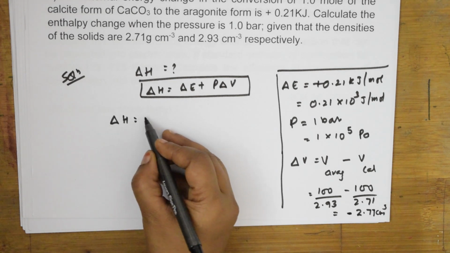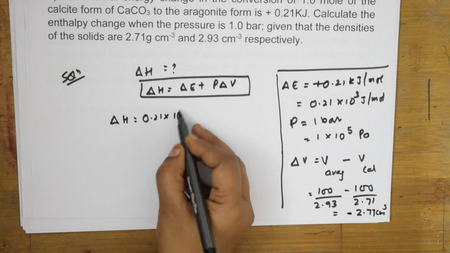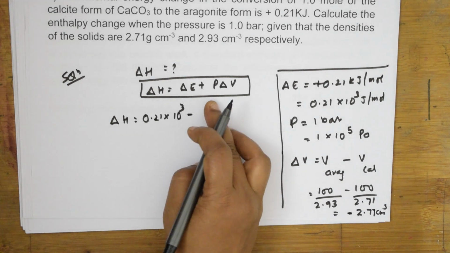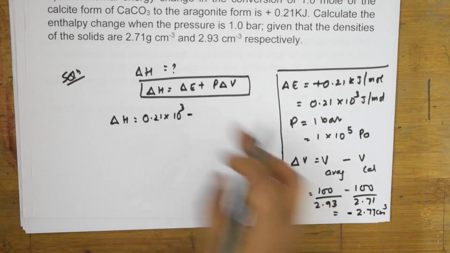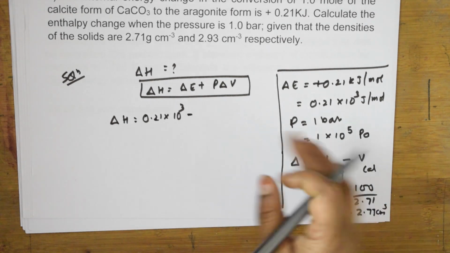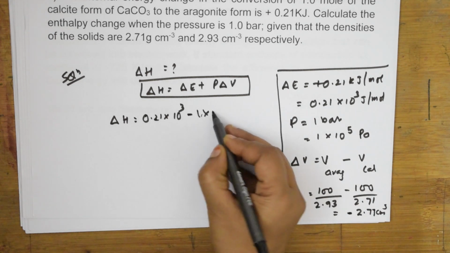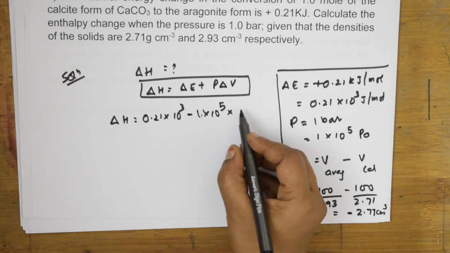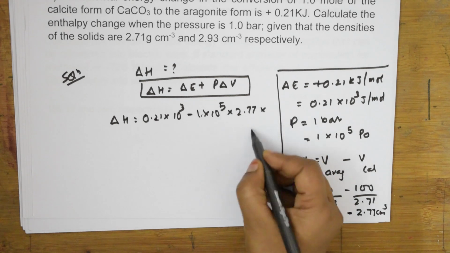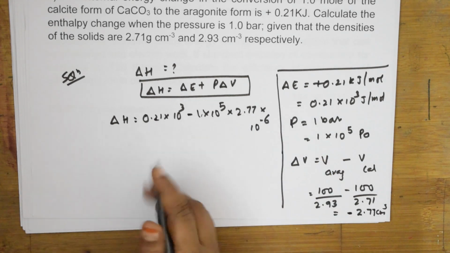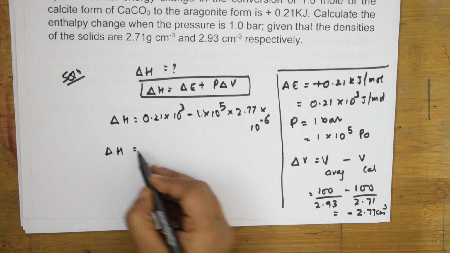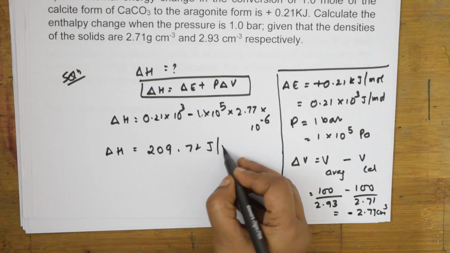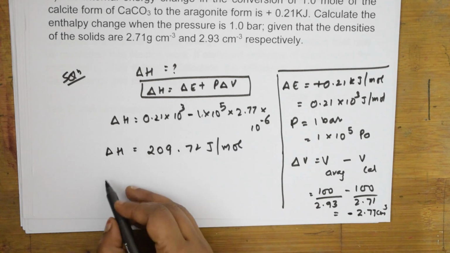How much did I get for delta E? That is 0.21 into 10 raised to the power of 3, minus your P value, which is given as 1 into 10 raised to 5, into, I can convert 2.77 into meter also. How? 2.77 into 10 raised to minus 6 meter cube. When I solve this, I get delta H value equal to 209.72 joule per mole. Further convert this into kilojoule per mole.